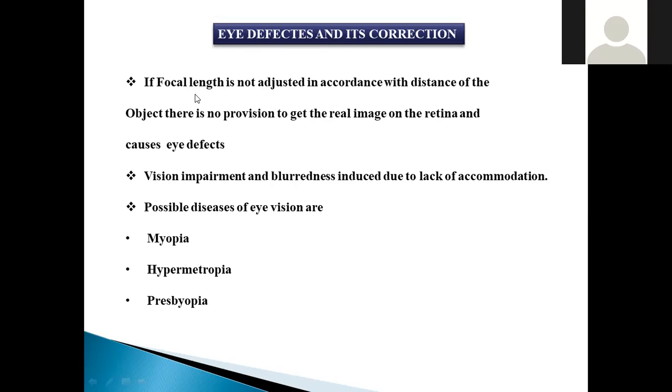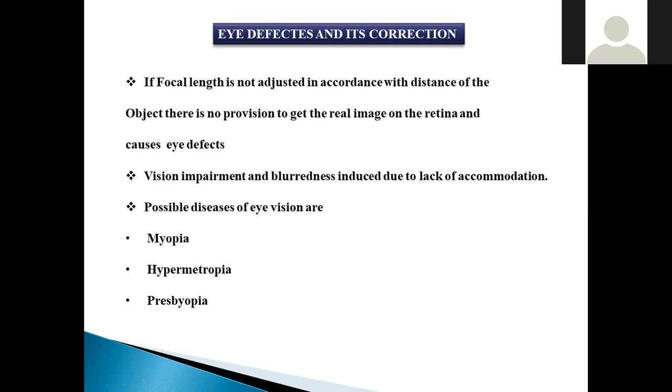Okay. So as we already know, focal length is the distance between the eye lens and the retina, and that focal length is naturally adjusted by the human eye with the help of ciliary muscles. In that case, this focal length adjustment is possible and the vision is very clear even if the object is far away or near to the human eye, right? But if this focal length is not adjusted in accordance with the distance of the object, in that case there is a possibility of eye defects.